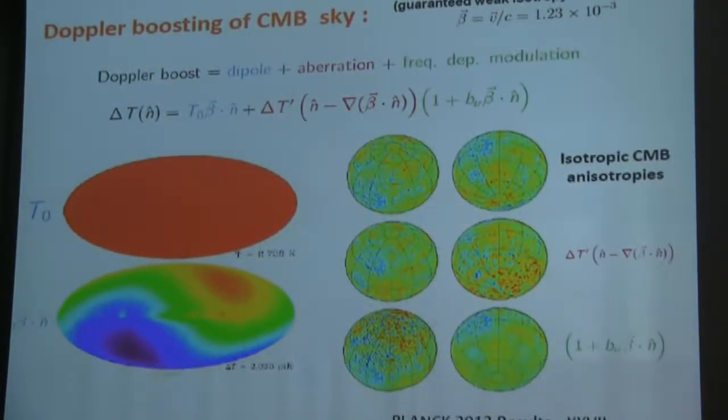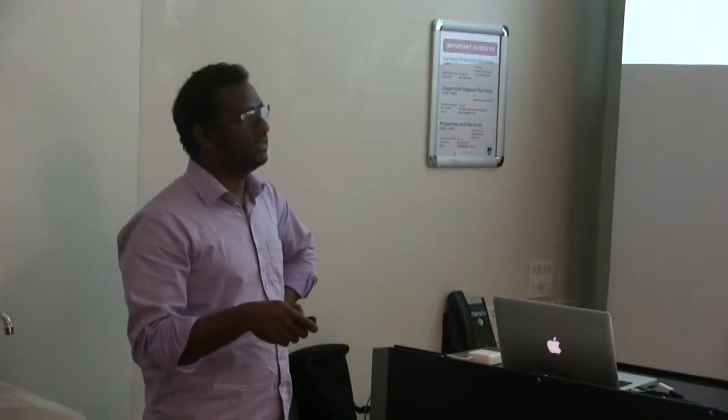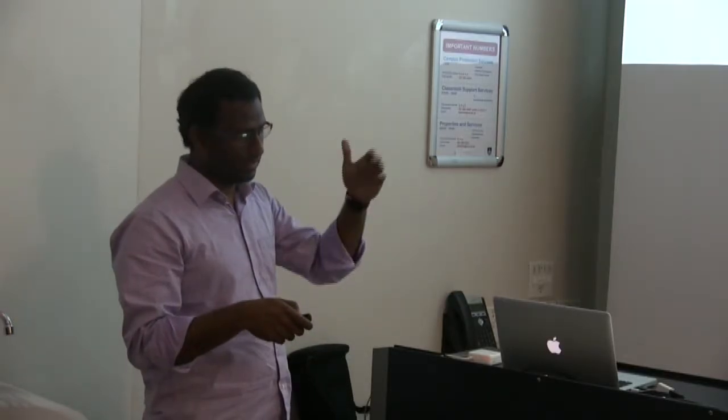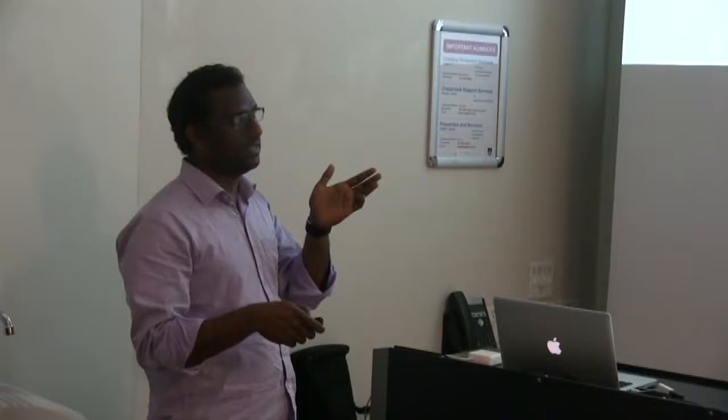The one that I showed earlier is found through data analysis, but then you have this Doppler boosting, our motion through the CMB rest frame. So this is a guaranteed signal. You cannot avoid this signal. It generates an isotropy violating signal at the level of 10 power minus 3. I mean, it's weak, but it still generates.